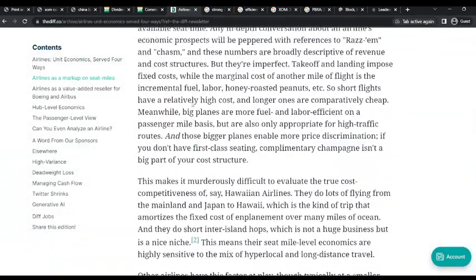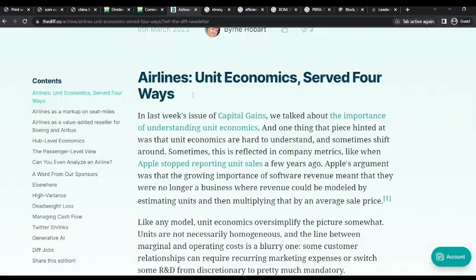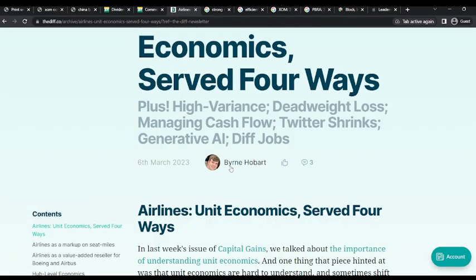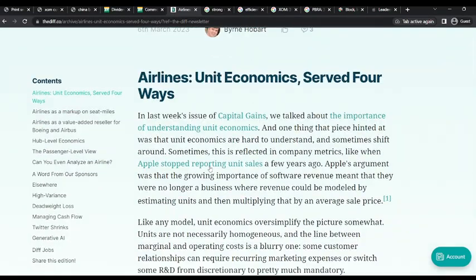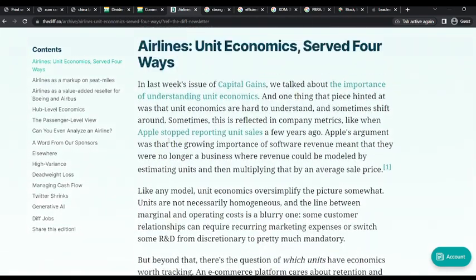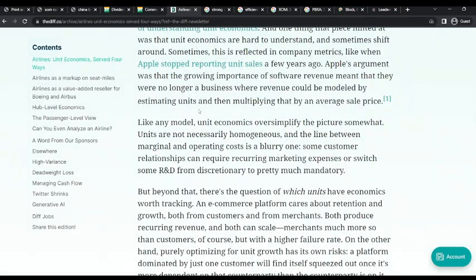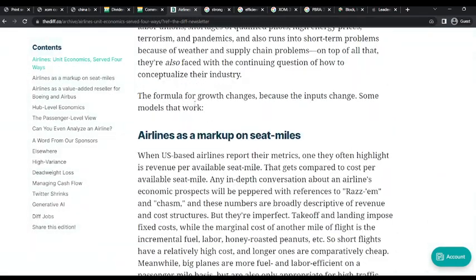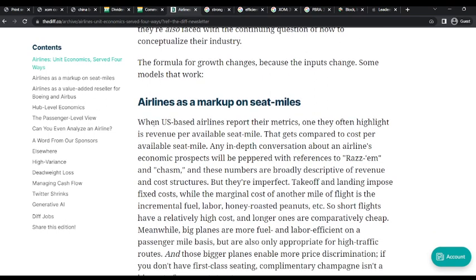And so to wrap up, let us look at airlines. This is a really good piece by Bern Hobart. I encourage you to sign up for his free, or at least the free part of his newsletter. His piece today or yesterday or a couple of days ago was on airlines. I just want to highlight a couple of really interesting things, because again, airlines. I've been flying on planes since 2018, so it's been a while.